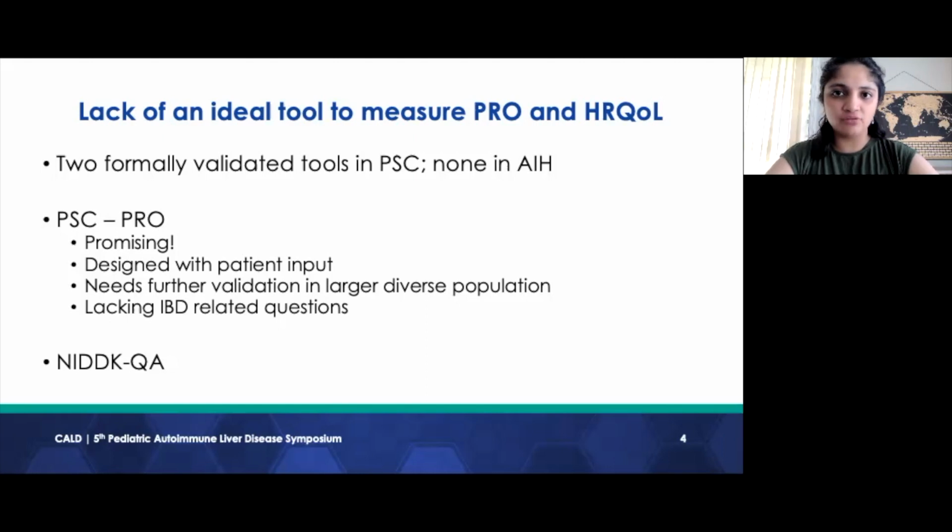The other validated tool in PSC was the one developed by the National Institute of Diabetes and Digestive and Kidney Diseases. However, it had poor internal consistency and retest reliability in our population with PSC. This, when compared to other chronic diseases like cancer and cystic fibrosis, needs a lot of work and a lot of development of some ideal tools to help with other patients who have chronic liver disease as well.